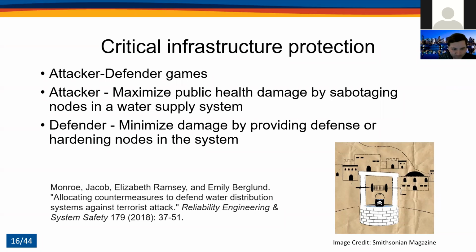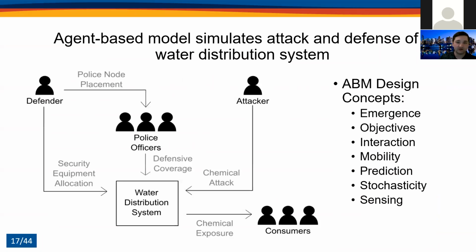And also, we modeled defenders, which want to minimize the damage by providing defense or hardening nodes in the system. And what would that look like in sort of a process flow diagram? The ABM diagram we have here simulates the attack and defense of a water distribution system, where you have a defender, which could be really the utility agent, where they have two main jobs.